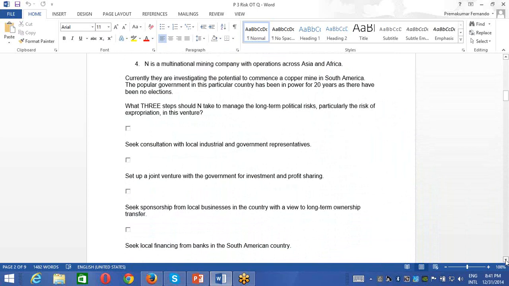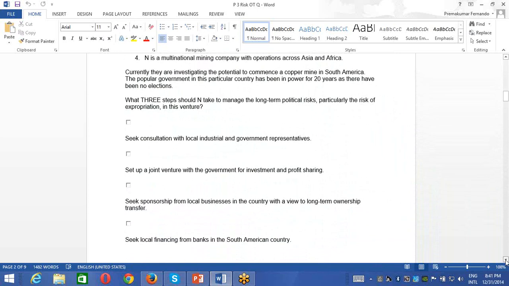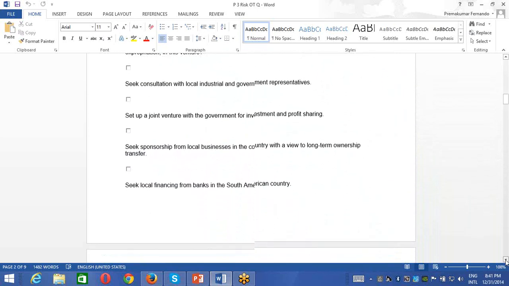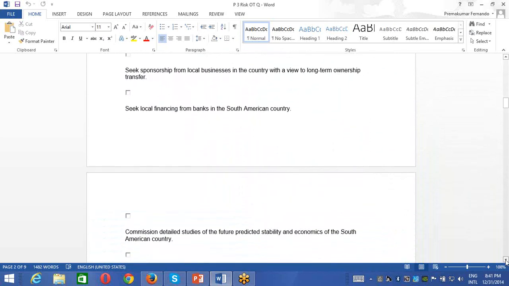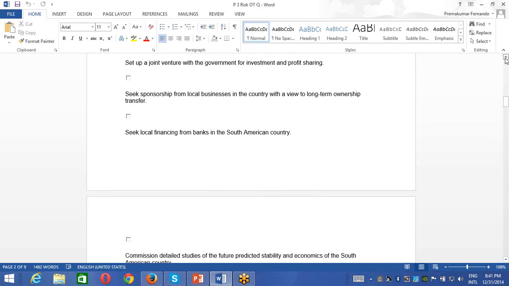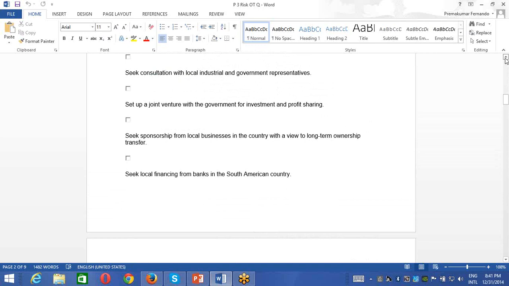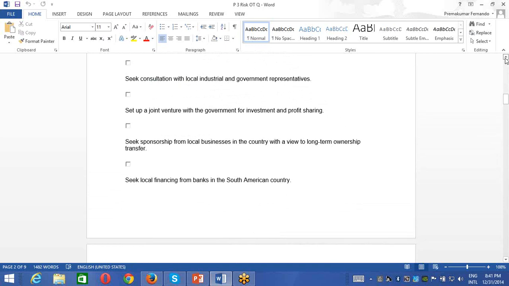Yes, that's a good one. Three steps. And commission a detailed study of the future. Yes, that's a good one. You must commission a detailed study of what you are going to do. Exactly. Because before you go for it, you want to see the economy and all that. Exactly. That's the next one. What is the other one? What is the third one?